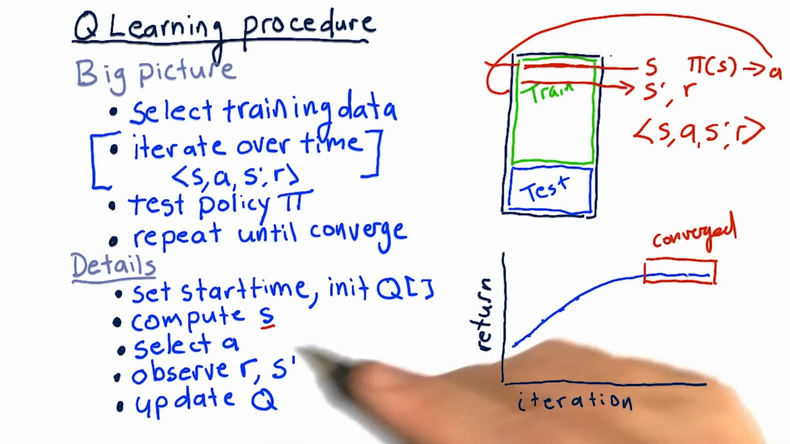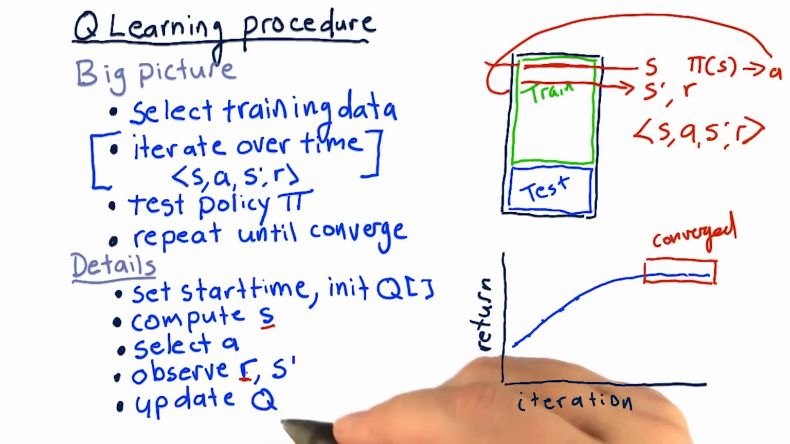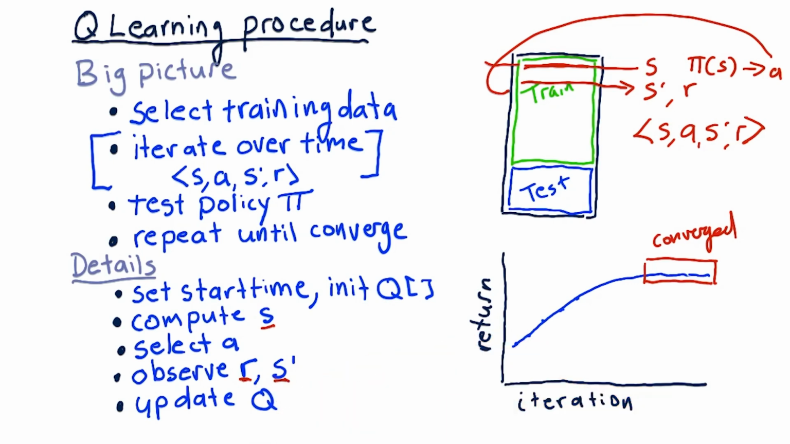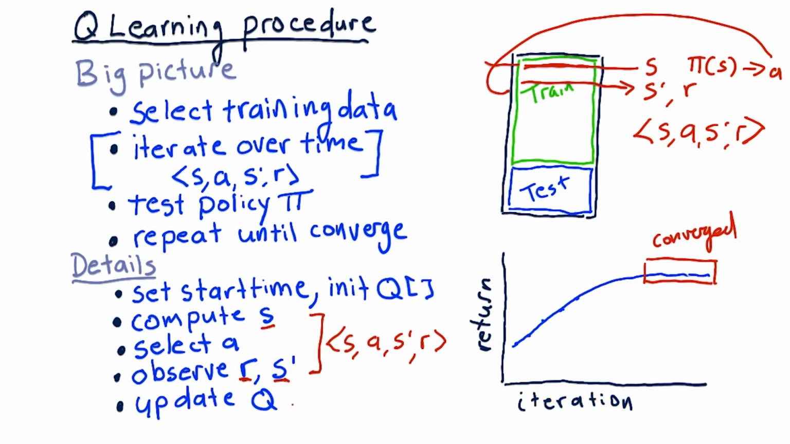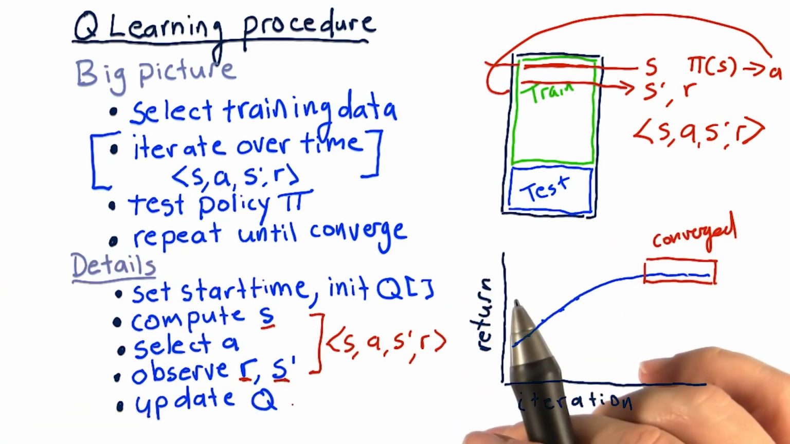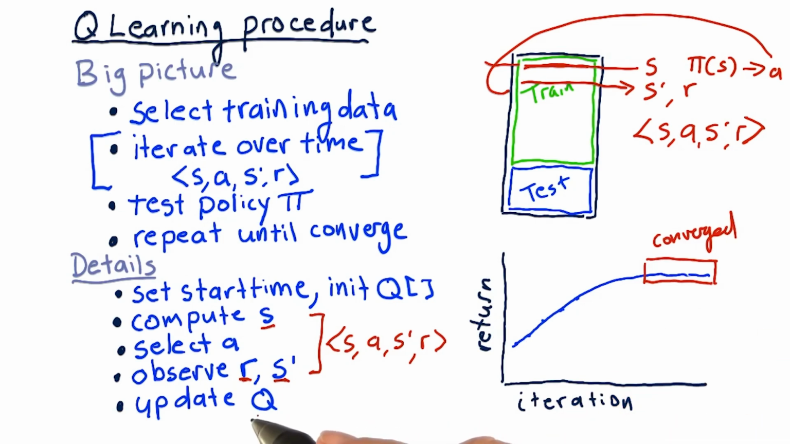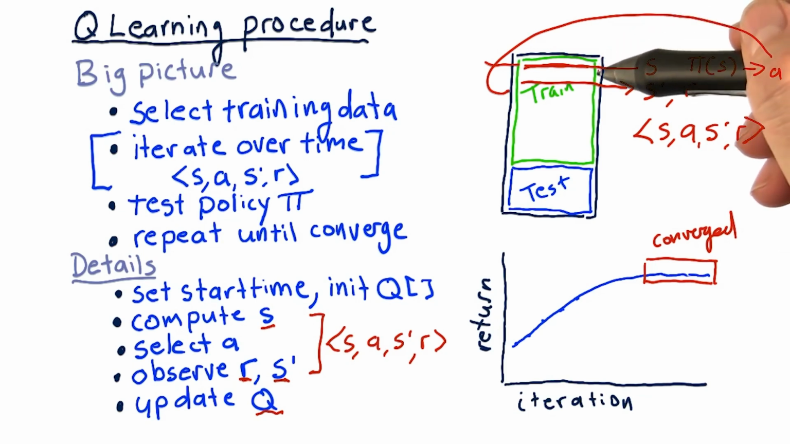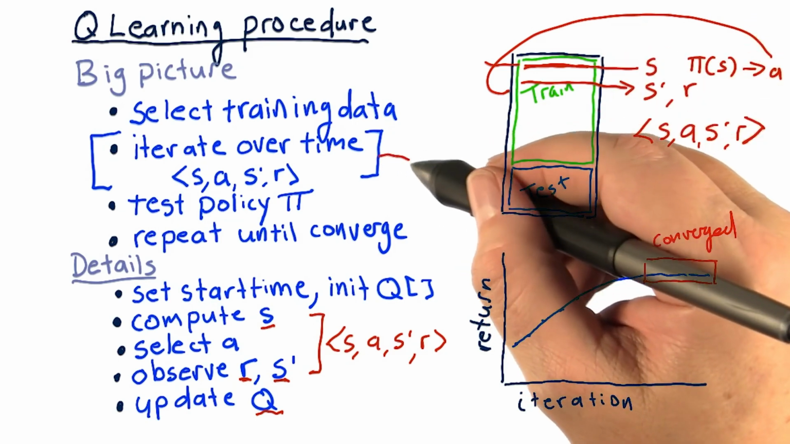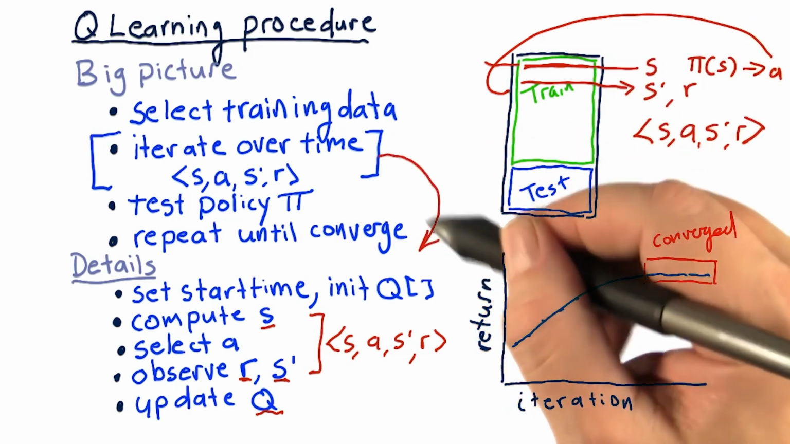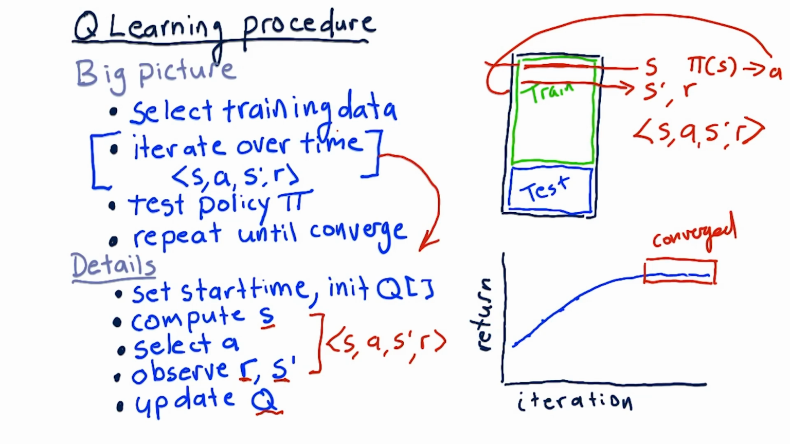Then we step forward and we see what reward we get and what's our new state. We now have a complete experience tuple that we can use to update our Q table. So we take this information that we just learned and we improve Q based on that information. Then we step to the next point in time and the next point in time and the next point in time and so on. So these are all the details of what happens in this step of the big picture.